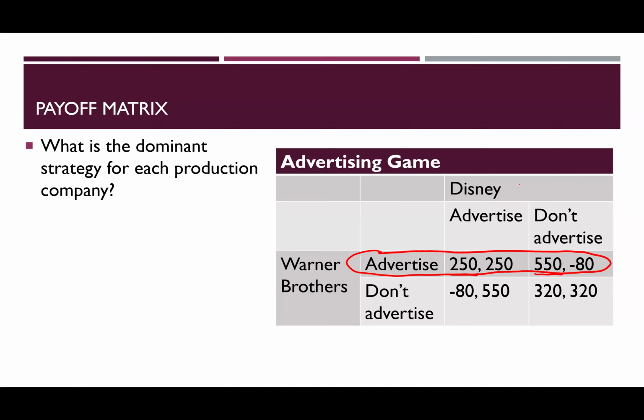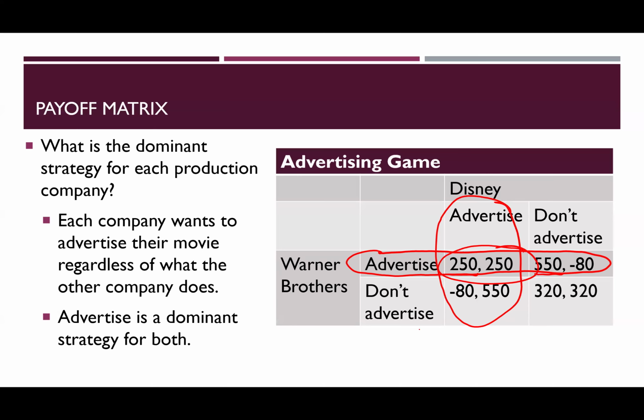Now let's turn to Disney. We know that Warner Brothers is going to advertise no matter what. So for Disney, we want to see what is their dominant strategy. If they don't advertise, they're going to lose 80 million. But if they do advertise, they gain 250. That means that Disney too has a dominant strategy of advertising. And so the Nash equilibrium, which again we're going to get to in just a second, is advertise, advertise, right? That is where the game settles.